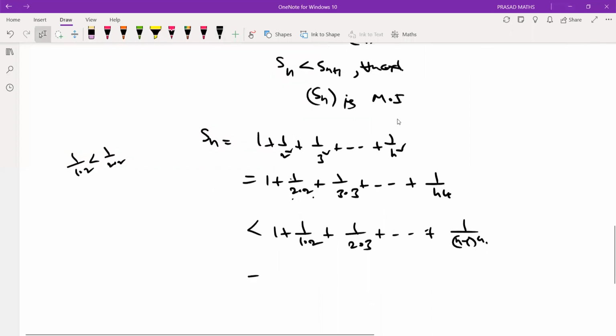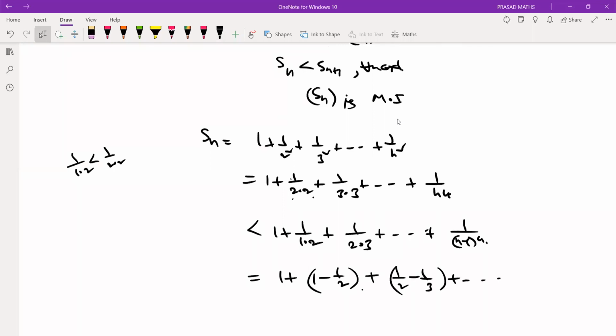Therefore, again, what I do is that this can be rewritten as 1 minus 1 by 2, plus 1 by 2 minus 1 by 3, going on to 1 by n minus 1 minus 1 by n. So what I do is apply this technique, cross technique, the last and first terms cancel. So therefore, what you get? This is exactly 1 plus 1 minus 1 by n. This is exactly 2 minus 1 by n.